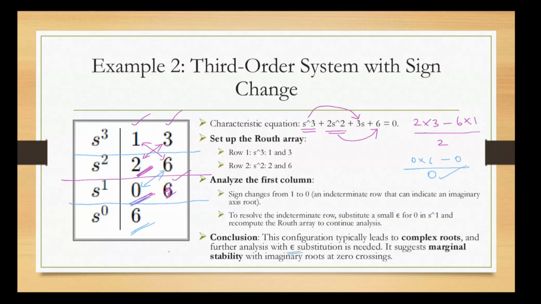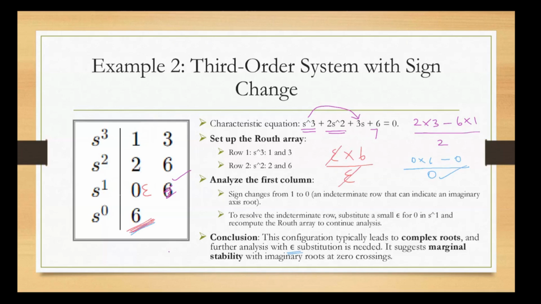This configuration typically leads to a complex root. The presence of the 0 in the first column shows that it is a complex root and further analysis with epsilon substitution is needed. So instead of 0, I'm substituting it with epsilon. Now when we calculate the next element, we get epsilon multiplied with 6 divided by epsilon, where epsilon is a very small value. So we cancel these epsilons and we get 6 here.